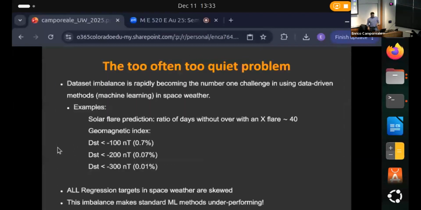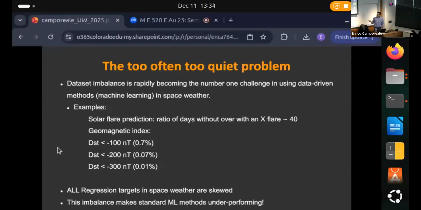All right. I'm going to jump to the second problem, which is, again, the too-often-too-quiet problem. I'm going to show two algorithms or methodologies to deal with that. One is more mature. The other is still pretty much a work in progress. But I'd like to hear your background, your feedback about that.